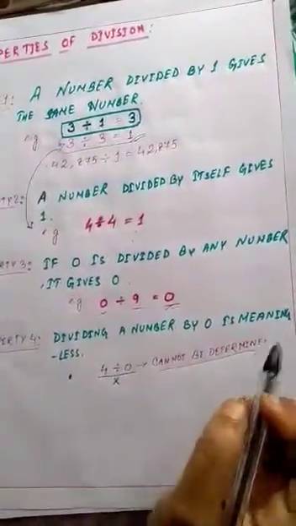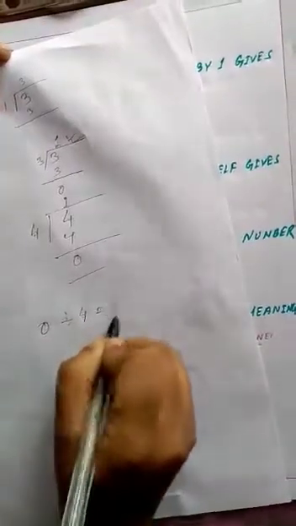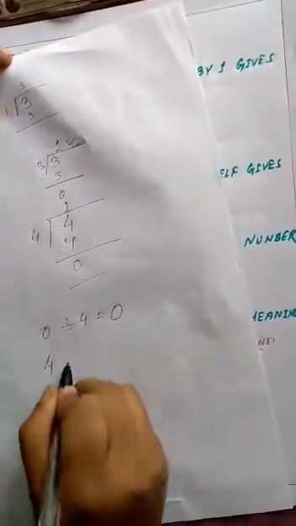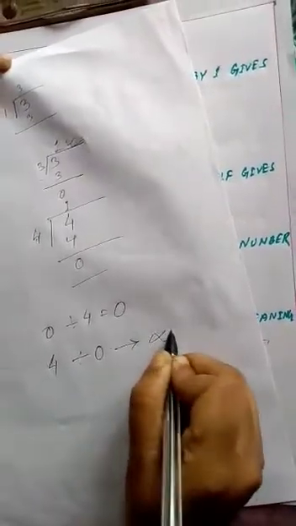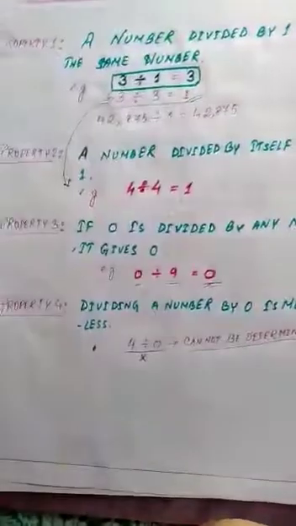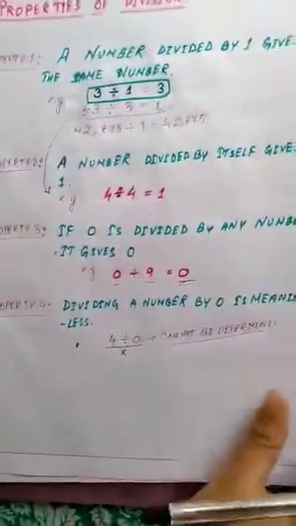See here, we can write 0 divided by 4, then we will get 0. But we cannot write it like this: 4 divided by 0 is infinity. So that means the exact number cannot be determined. Okay students, I hope this is clear to you now.